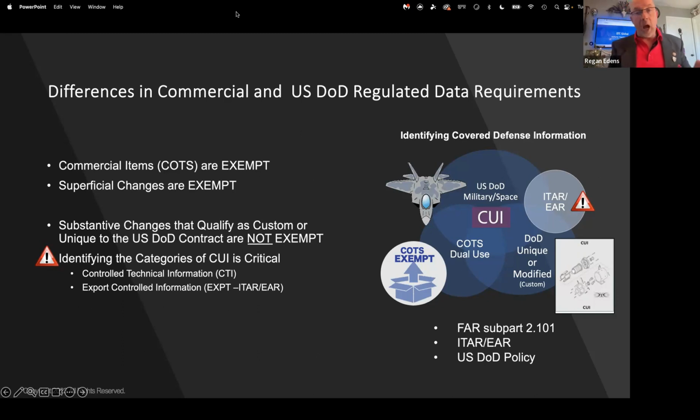And that entire document that contains all of the information is CUI. The bill of materials that contains that information is CUI. If that information is not a commercial off-the-shelf part number and is a part number unique to the military and space end use or item, it is a custom part number related to the performance of the contract. That part number is CUI.